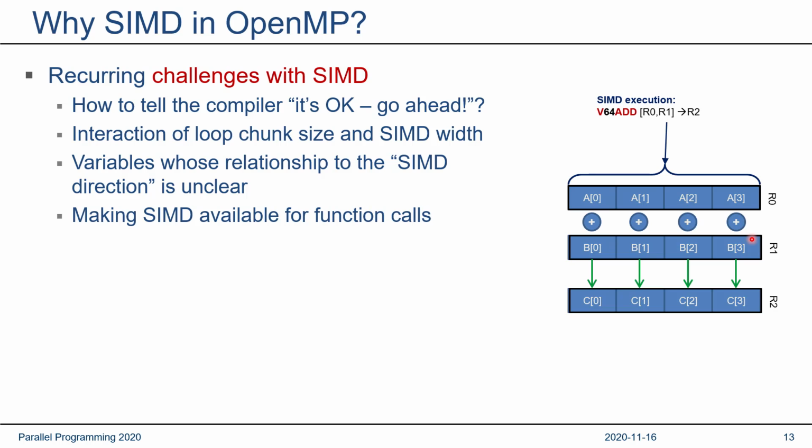Before OpenMP SIMD functions, there was no standardized way to do that. Now, secondly, if you have parallel loops with certain chunk sizes in OpenMP, then there may be an interaction of the loop chunk size and the SIMD width. Imagine you had a CPU with an 8-wide SIMD unit, so 8 elements per vector register, and your chunk size would be 7. That would be quite unfortunate because you would not be able to utilize the full width of your SIMD registers. So this interaction is unclear.